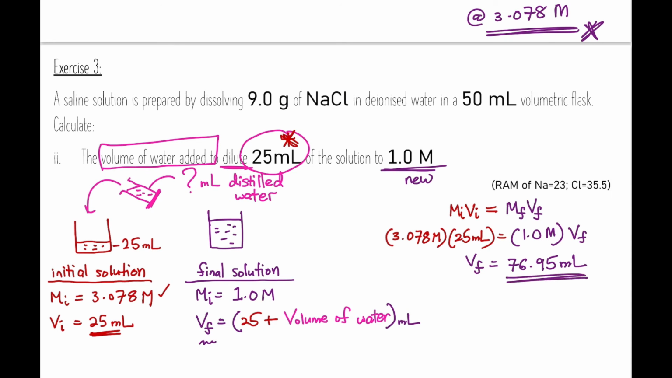This is the total volume, but the question asks you to calculate the volume of water added, and we know that the volume of water added is equal to the final volume minus 25. So we can substitute the values obtained from here. 76.95 milliliter equals to 25 plus the volume of water added.